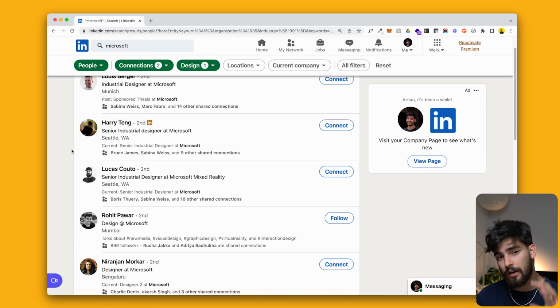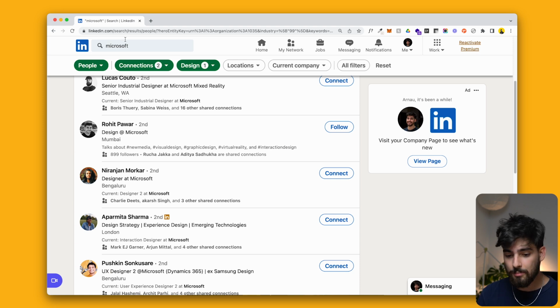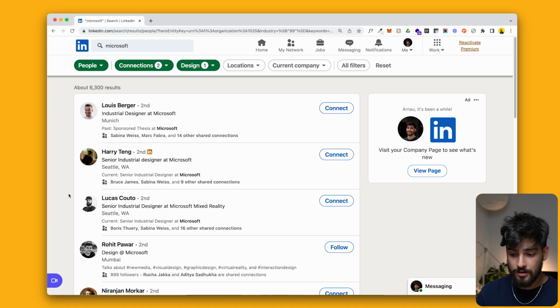All of these people right here in front of me are designers at the company that I want to work at, right? With this example, if you want to, you can go ahead and start connecting with these people. You can start talking to them, you can start understanding what they do within their job to actually get to that place that you want to be at.